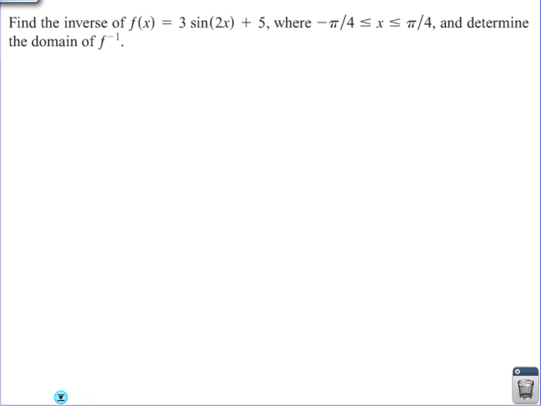Reminder to find inverses. Let's go back and work a simpler problem. y equals x plus 3.